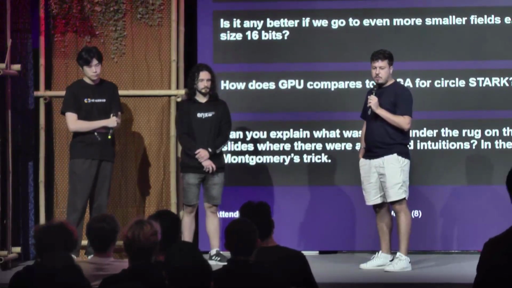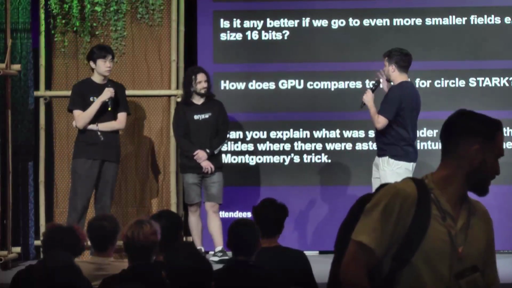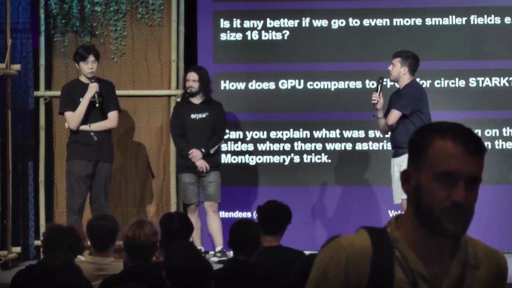Is it any better if we go to even smaller fields, for example 16 bits, since the ones you presented were 32 bits? So we still want to keep in mind the actual size of the computation. In production, we usually use up to 2 to the power of 28. So we don't want to go lower than that. And at the same time, we want to really unlock the 32-bit arithmetic.